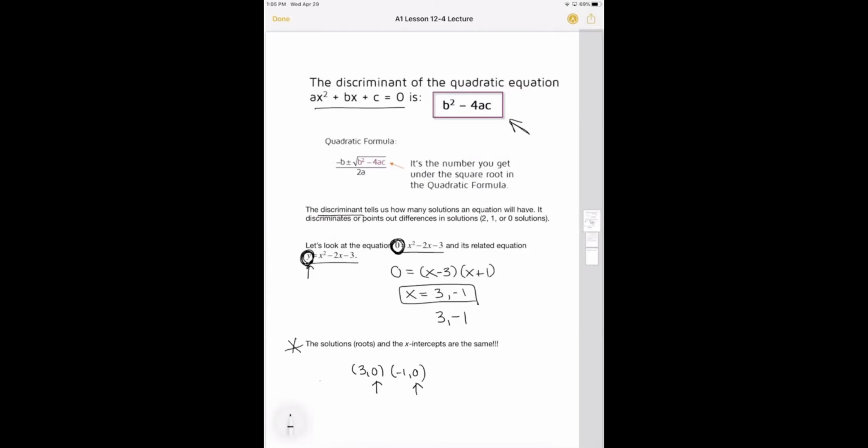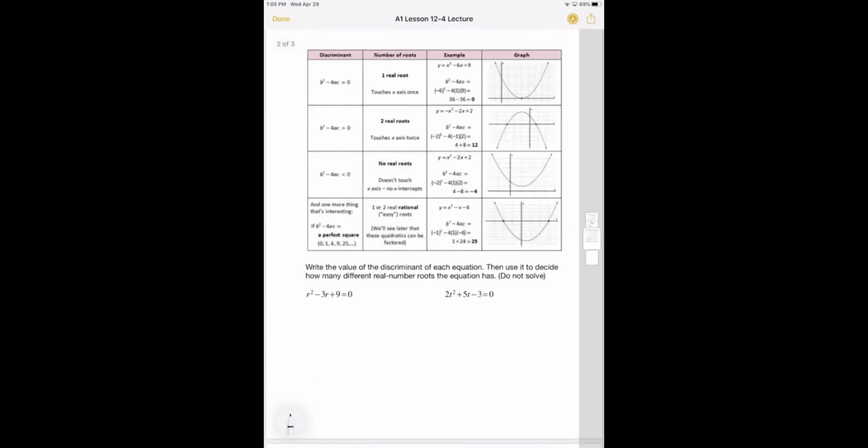Okay, now let's move on and look at this chart. This is a chart talking about the discriminant values and what it means our graph will look like and how many solutions we will have. Now, let's look at the first scenario where my discriminant, remember my discriminant is b squared minus 4ac. It's just the radicand of the quadratic formula.